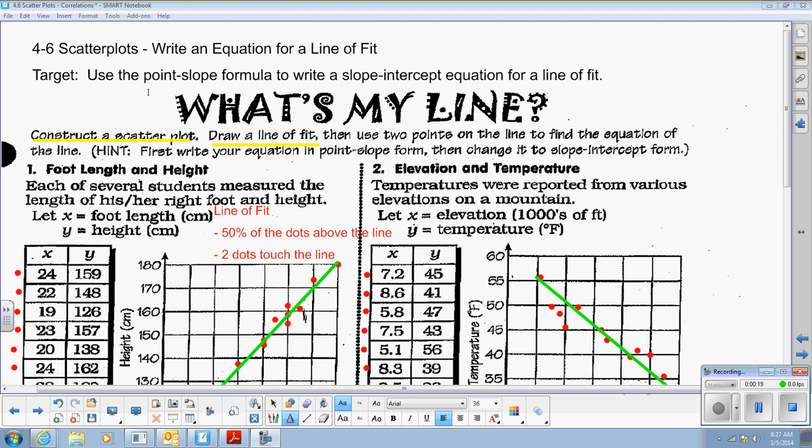Okay, and what I want you to take out of this is you're going to write 4 equations, and I want you to use the point slope formula, and then we're going to change that to a slope intercept equation for a line of fit.